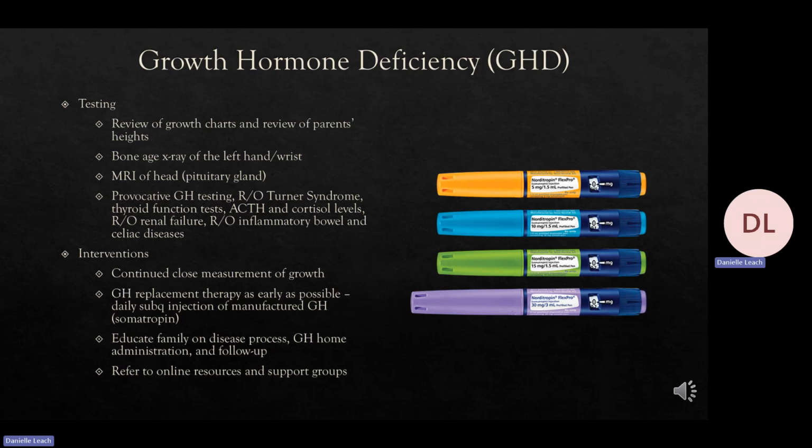We can also do provocative growth hormone testing. This test uses certain medications that stimulate the pituitary gland to make growth hormone. We can also rule out Turner syndrome in girls, do thyroid function tests, ACTH and cortisol levels, rule out renal failure, since short stature can sometimes be caused by chronic renal failure, and also rule out inflammatory bowel disease and celiac disease, which can also inhibit children's growth.